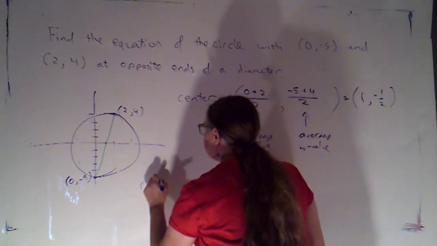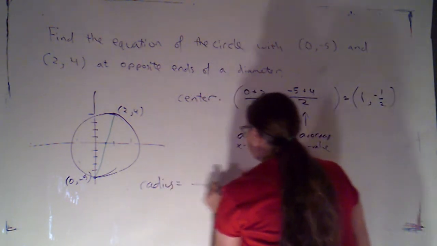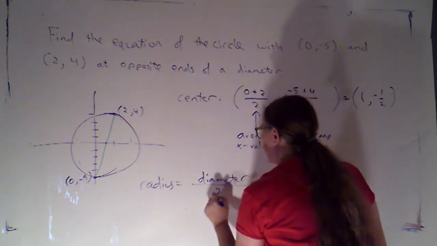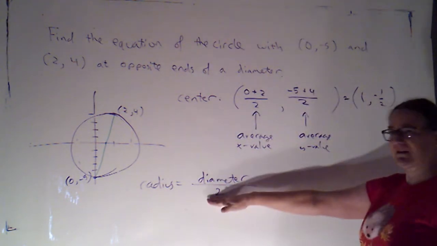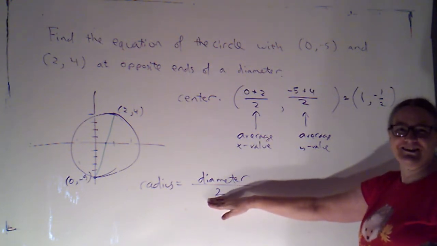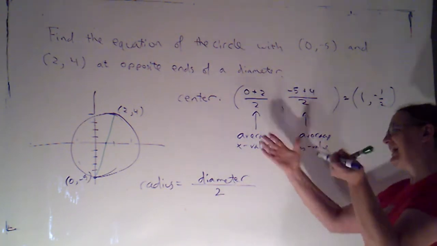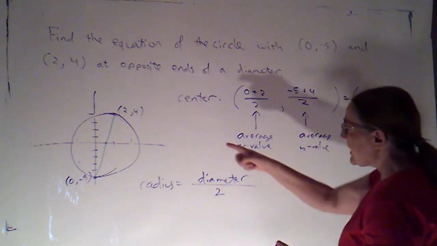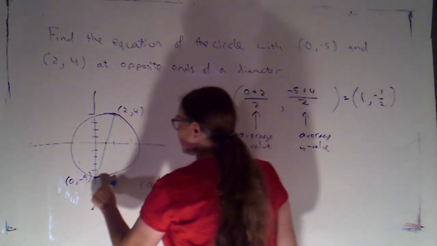So my radius is going to be the diameter divided by 2. I'm going to go ahead and write that division by 2 at the very beginning, because otherwise I'm afraid I'm going to calculate the length of the diameter and then get everything wrong. Okay, so now I can come back over here to this picture.